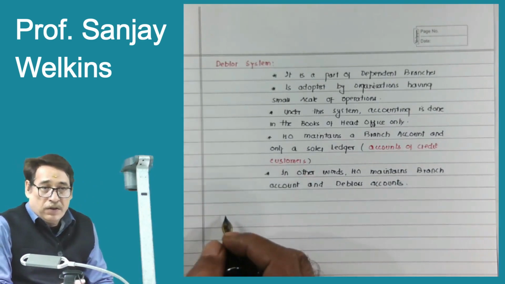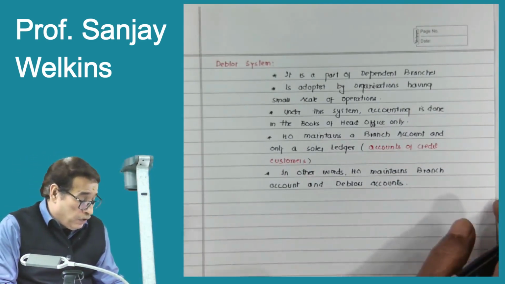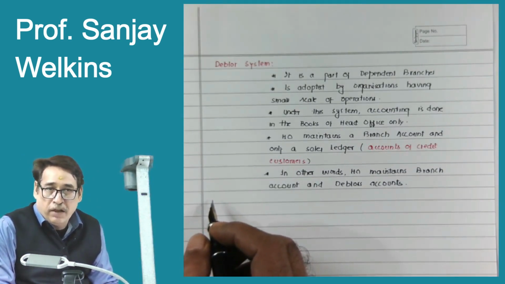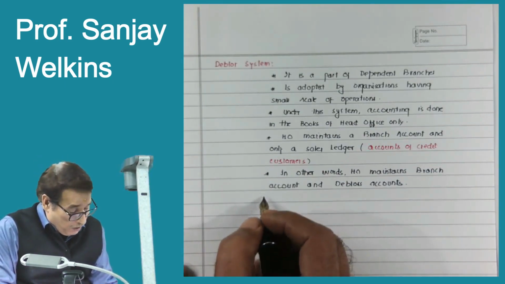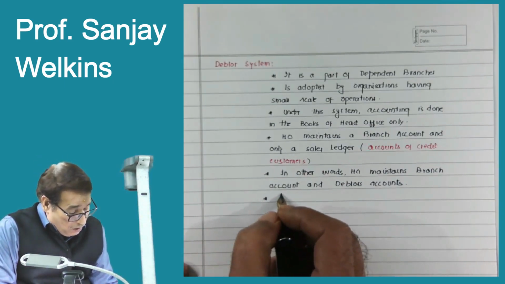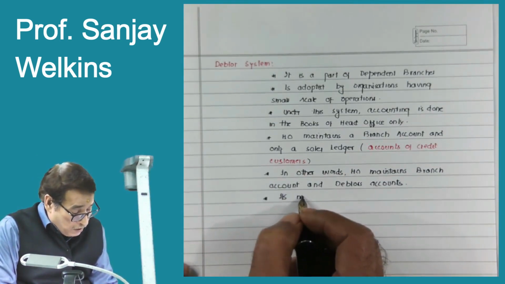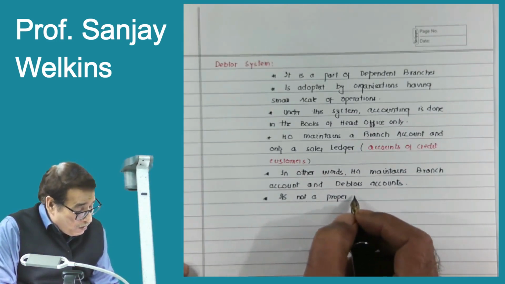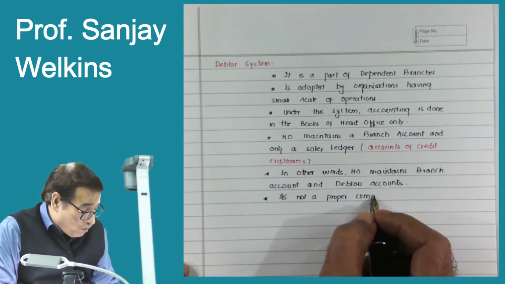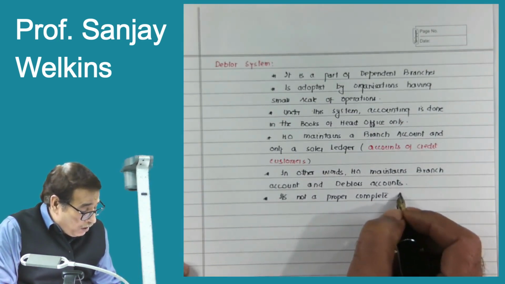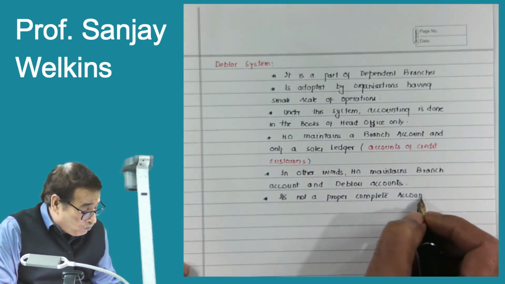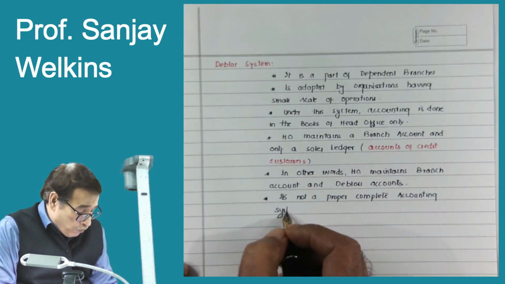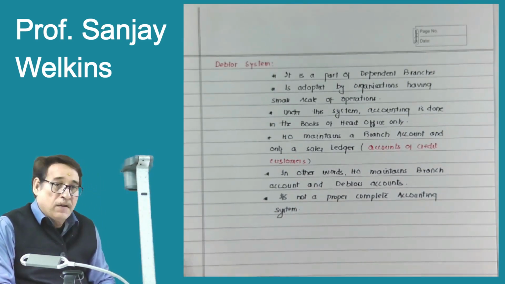Now, because as you have seen, head office is maintaining only a branch account and debtors account, indirectly it also means it is not a full-fledged double entry system, so it's not a complete system of accounting. It's not a proper complete accounting system. This is what we discussed, correct?